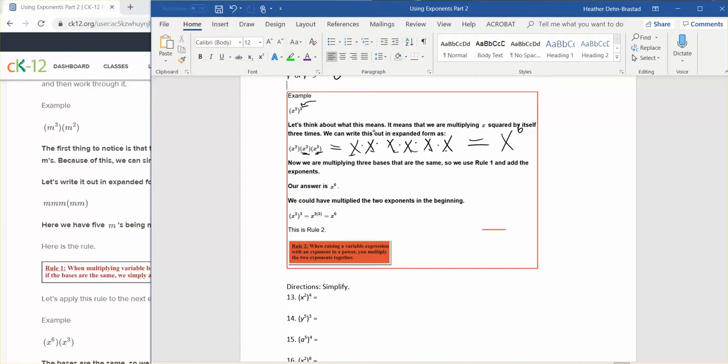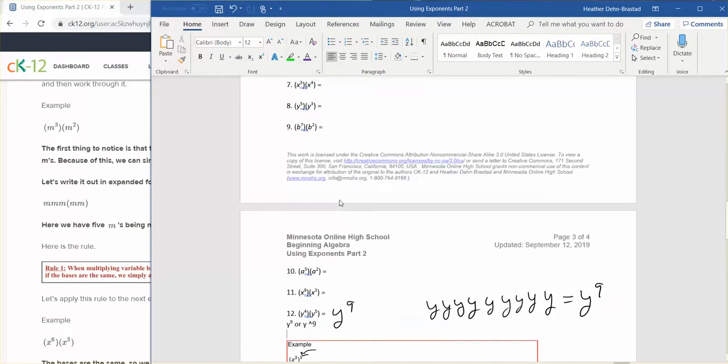So there happens to be a rule for this too. When you are going to raise a power to another power, then you can multiply their exponents. So if we took 2 times 3, that's 6. That's the shortcut.